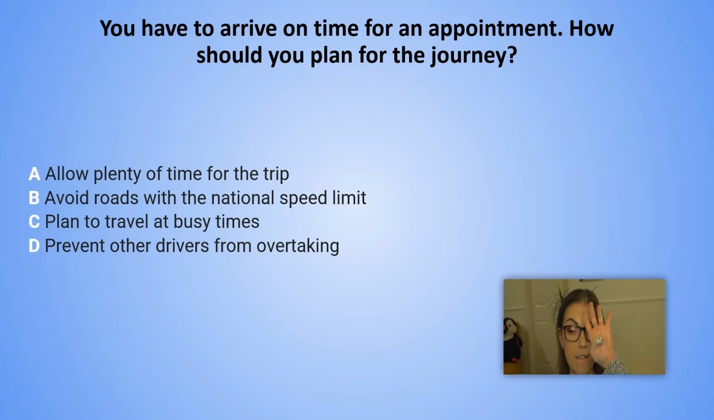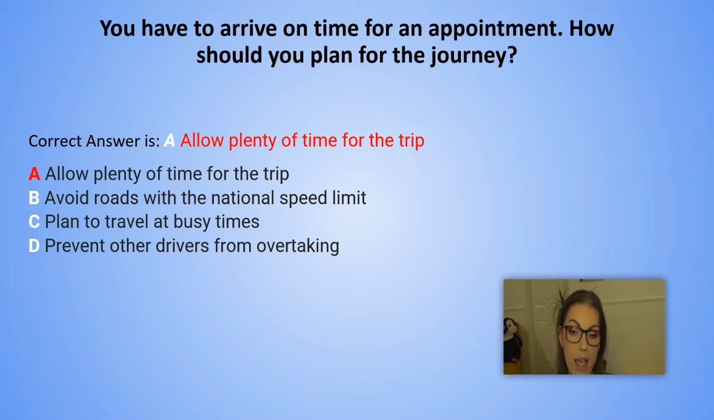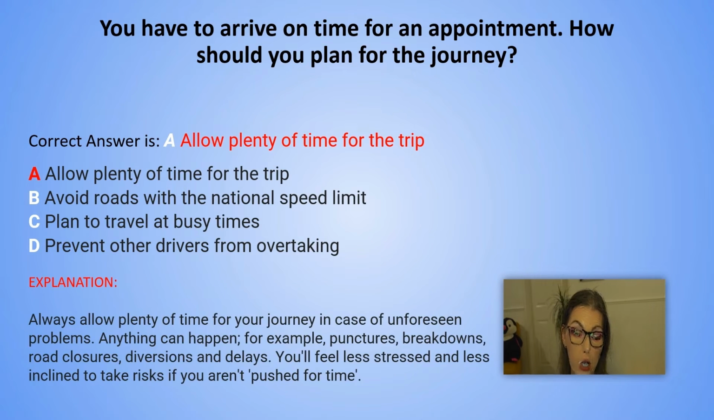5, 4, 3, 2, 1. And the correct answer is A. Allow plenty of time for the trip. Explanation. Always allow plenty of time for your journey in case of unforeseen problems. Anything can happen. For example, punctures, breakdowns, road closures, diversions, and delays. You will feel less stressed and less inclined to take risks if you aren't pushed for time.